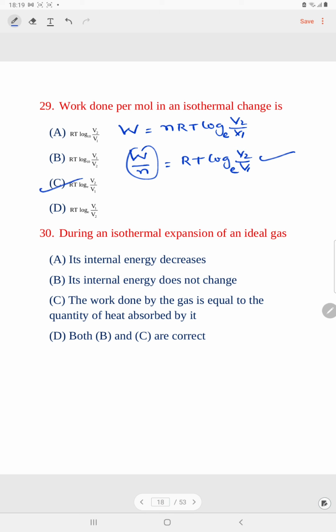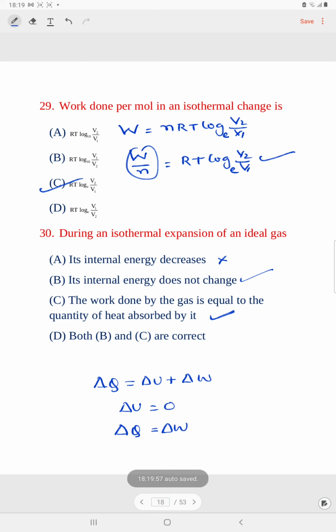During an isothermal expansion of an ideal gas, its internal energy increases. No. Its internal energy does not change. Correct. The work done by the gas is equal to the quantity of heat absorbed by it. Yes, this is also correct, because according to the first law of thermodynamics, delta Q is equal to delta U plus delta W. And in an isothermal process, delta U is 0. That means delta Q will be equal to delta W. This is what the second statement says.